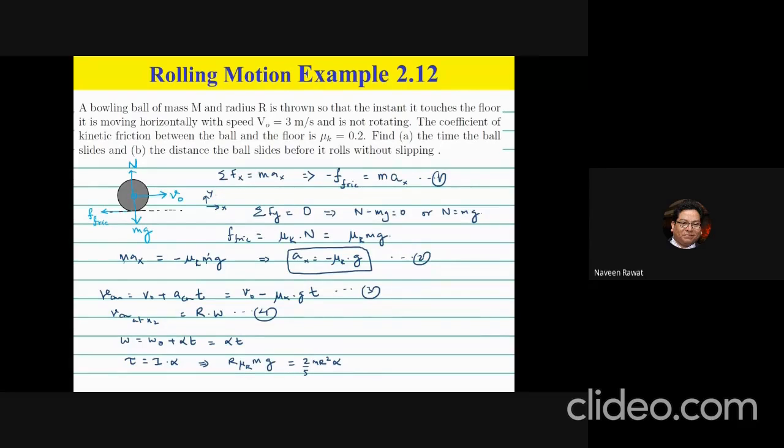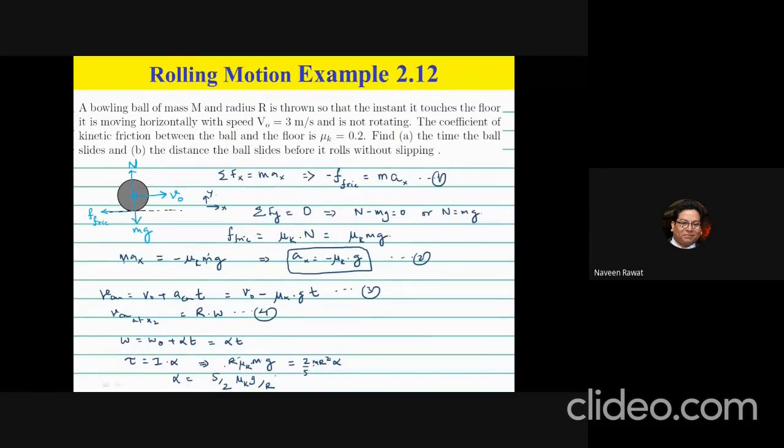So if we look at this equation, what happens here? R and R cancel, one R is left, right? The mass cancels. So from here we get the relationship for alpha. Alpha is equal to, 5 goes to the other side, so you get 5 half mu_k g by R. Okay, and what else is left? g is left and one R is left here. That is equal to omega 0 plus alpha t. We can substitute it here.